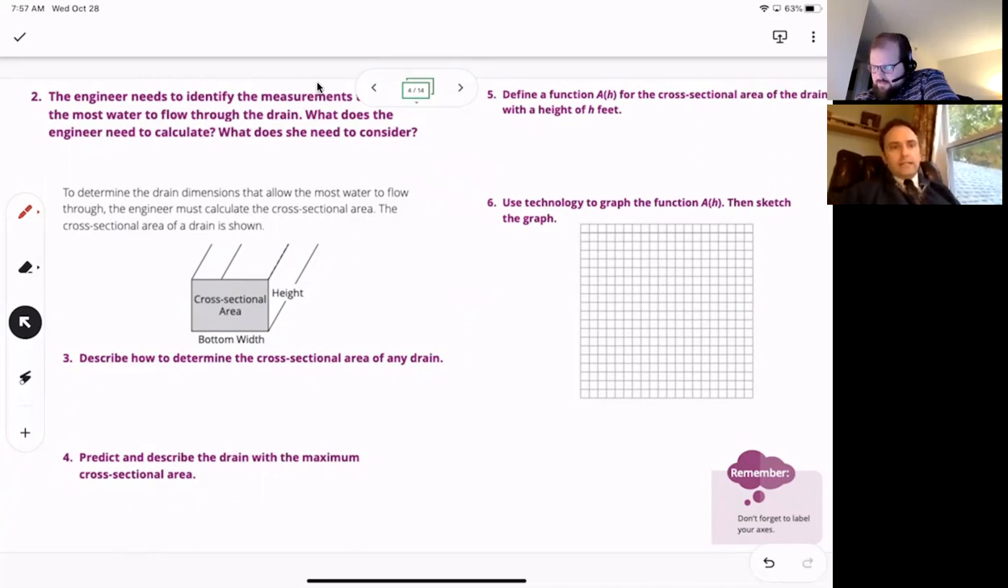So the engineer needs to calculate the cross-sectional area. Yeah. Got it. And to calculate that area, that's just a rectangle, right? It is. So don't I just multiply the height and the width? You do.